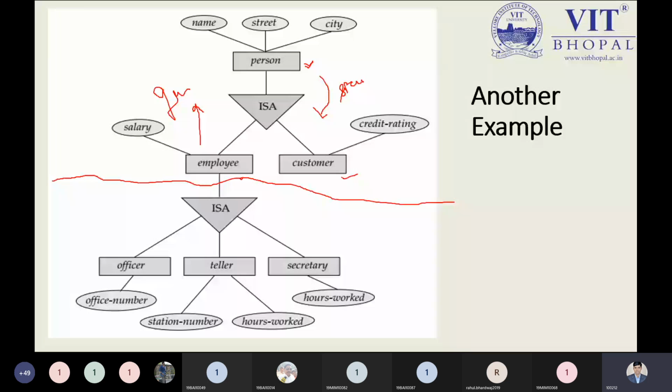Now, the question comes to our mind: why are we dividing? Sir, person will be okay, no problem. But the reason we are dividing is that a customer can't have a salary. A person can be an employee, no problem. We can give the information about the employee and customer in a person database or person table, there is no issue. But we need to specialize or generalize because an employee can have a salary, but a customer can't. So at that time, we need to justify all the attributes associated with the entities.